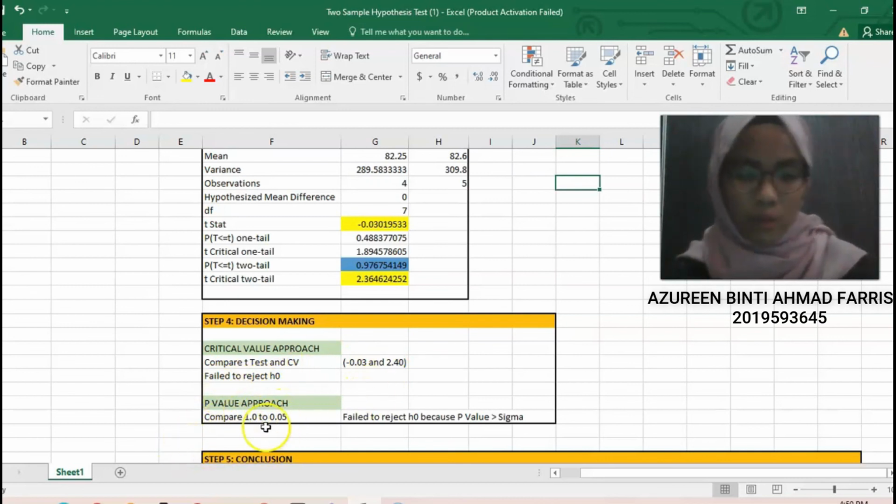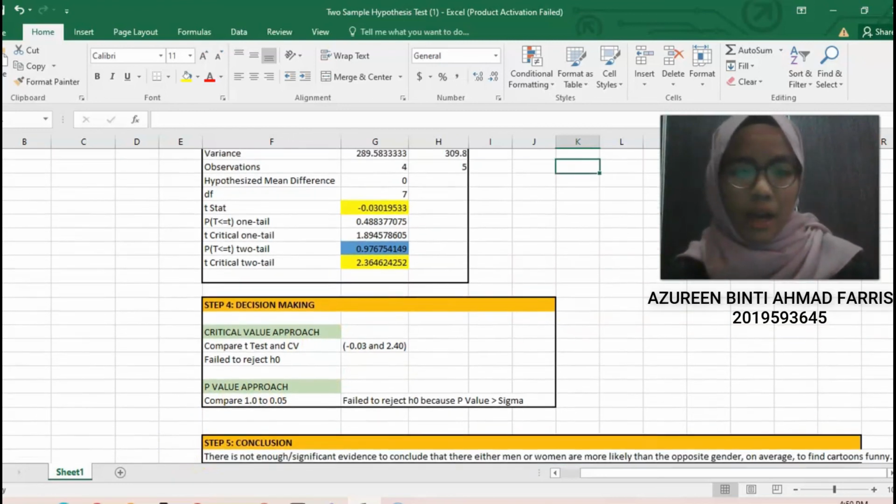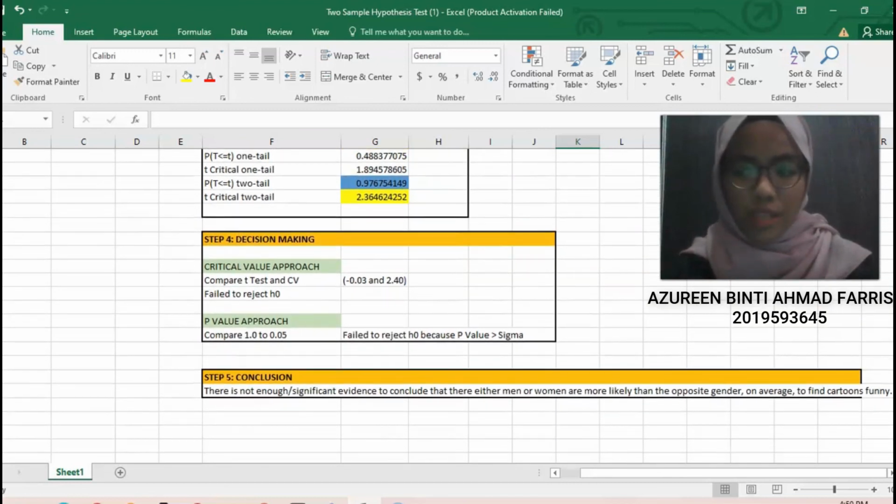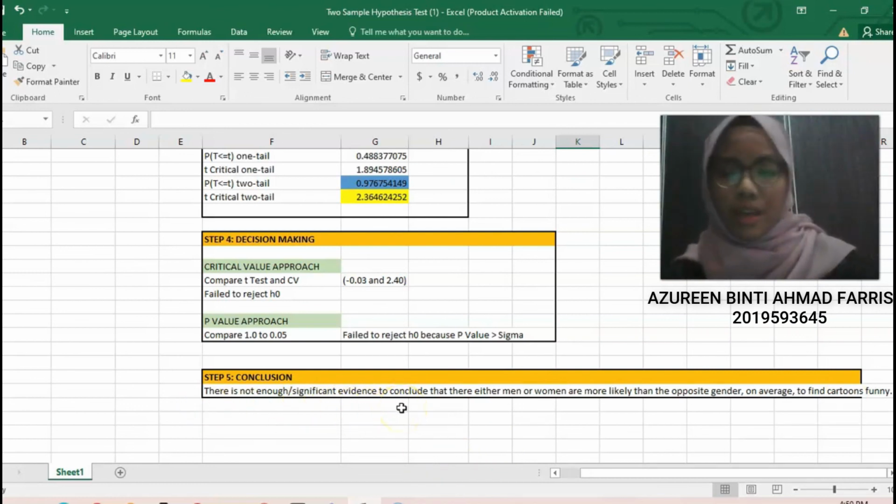Next, the p-value approach. We need to compare the p-value of two-tail with the sigma. The p-value is 1.0 and the sigma is 0.05. So we fail to reject the H0 because the p-value is bigger than the sigma. As the conclusion, which is step 5, there is no significant evidence to conclude that either men or women are more likely than the opposite gender, on average, to find cartoons funny. So that's all from me. Thank you.